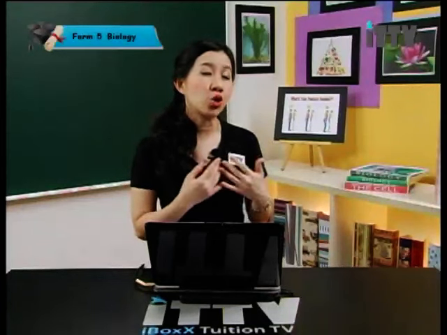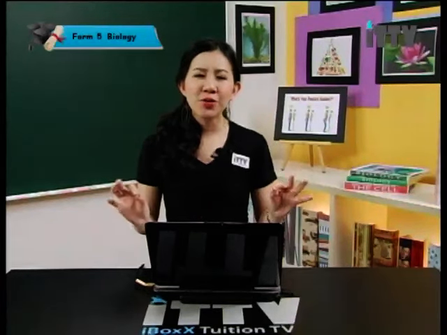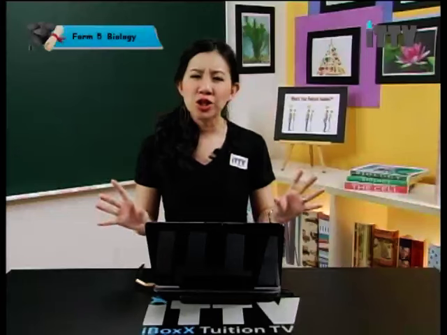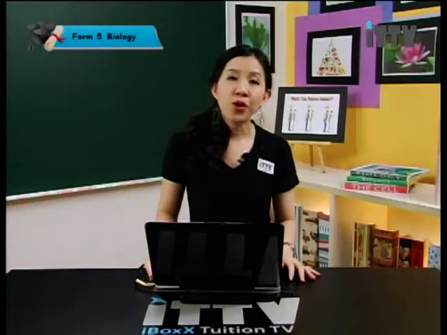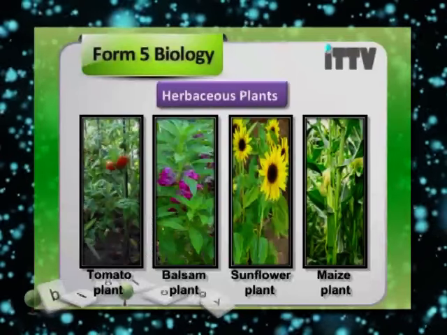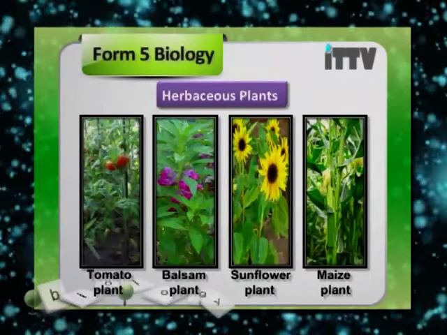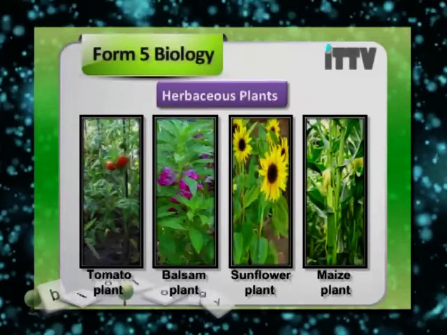Now, we have finished describing aquatic plants, those which float on the surface, which are further divided in two types, and you have those which are totally submerged in water, for example, hydrilla. And we looked at the different structures as well. So let us move on to something else, which are known as the herbaceous plants. Examples of herbaceous plants would be the tomato, balsam, sunflower, and the maize plant.